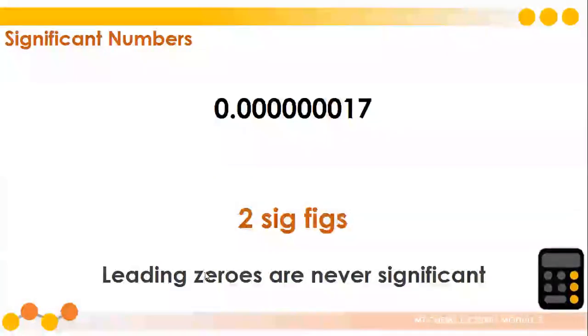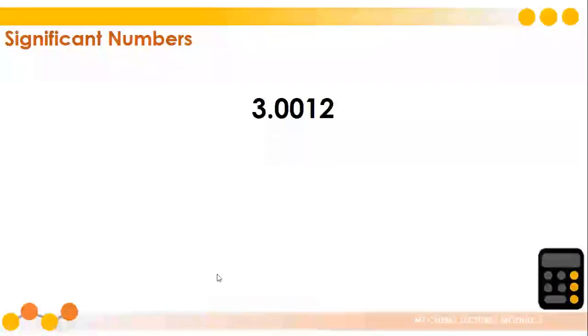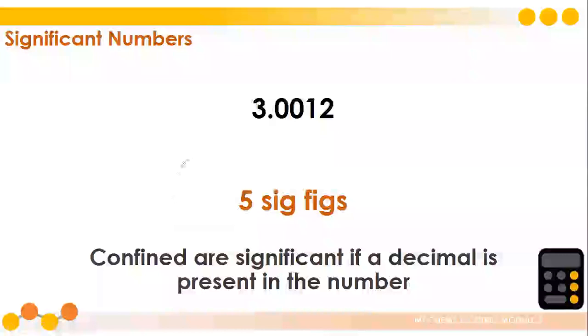Next. How about this one? How many significant numbers are there in this given? We have here a confined 0. In this example, we have 5 significant figures. Again, confined zeros are significant if a decimal is present in the number. As you can see, there's a decimal point here, so we can count these zeros as significant. So we have 1, 2, 3, 4, and 5 significant numbers.